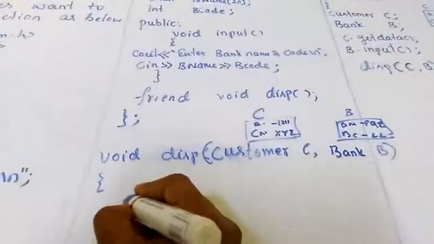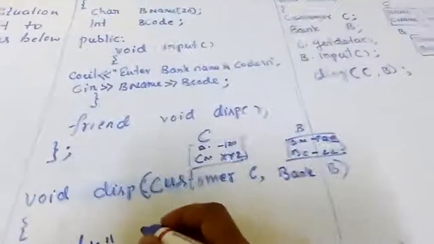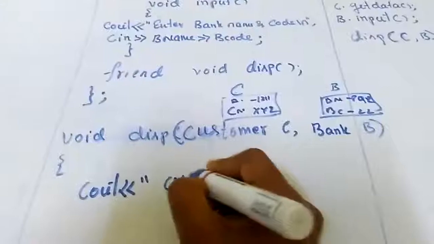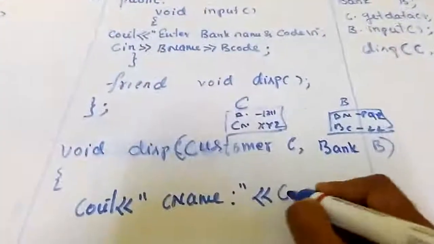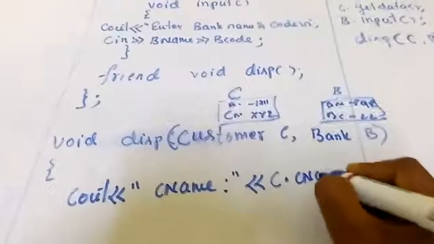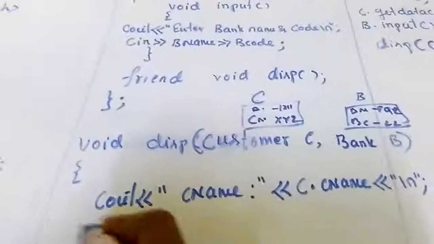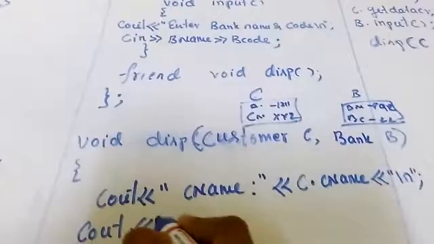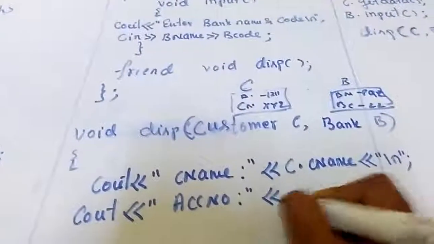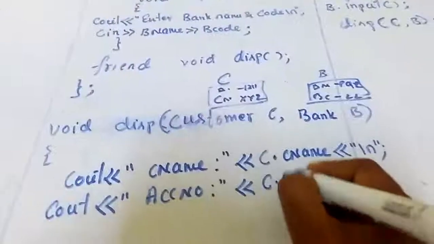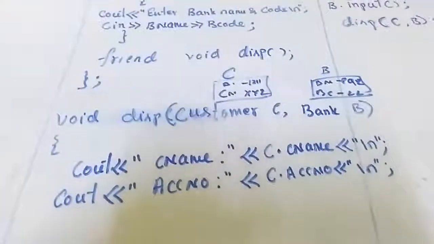Now how to display? Cout insertion. First, what do you need to display? Customer name. I want to display customer name. Customer name colon. Customer name belongs to which object? C. So we must use C dot C name. Like this we have to display \n. Okay, and another, account number. Account number also belongs to which object? C. C dot ACCN. I want to move the cursor to the next line, that's why I'll give \n.